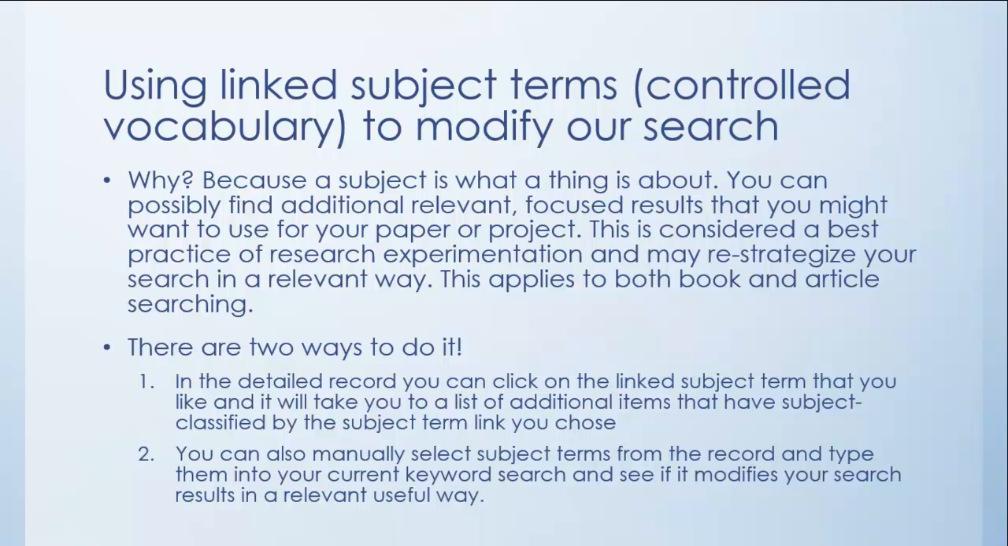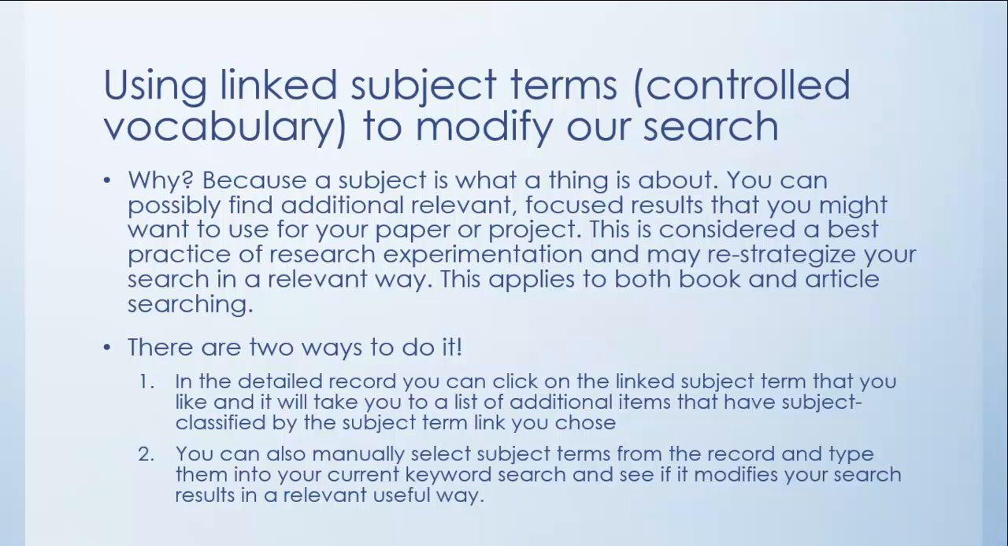Now we will look at using linked subject terms, controlled vocabulary, to modify our search. Why? Because the subject is what a thing is about. You can possibly find additional relevant focused results that you might want to use for your paper or project by doing this. It's considered a best practice of research experimentation, and it may re-strategize your search in a relevant way.